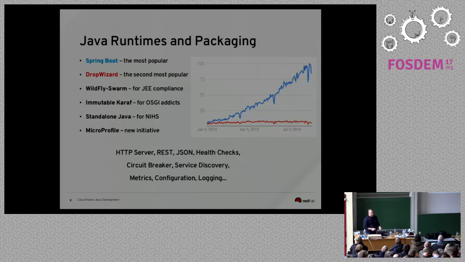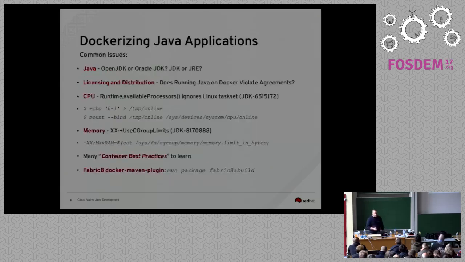But once you have started with Kubernetes, I think the next step is to write your Java application and package it. We can see which one is the most popular framework at the moment. That's Spring Boot. But following the same trend, other frameworks such as WildFly Swarm and Karaf are also turning into this Uber jar format. At compile time, you create your application as an Uber jar with all your dependencies, which makes it easy to put in a Docker container. And all of these frameworks basically offer you things like HTTP server, REST, JSON, health checks, etc.